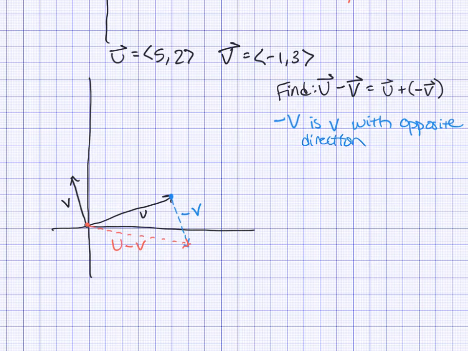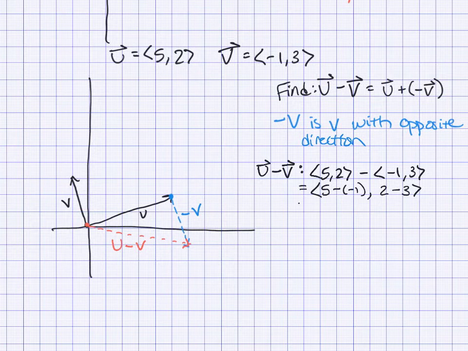You can do this any way that you want. So if we're going to do this algebraically, vector u minus vector v, it's going to be (5, 2) minus (negative 1, 3). And you know what? I'm just going to keep this as minus. So this is going to be 5 minus a negative 1, comma, 2 minus 3. And that's going to leave us with (6, negative 1). And you will notice this is, in fact, the x and y value of our new vector.